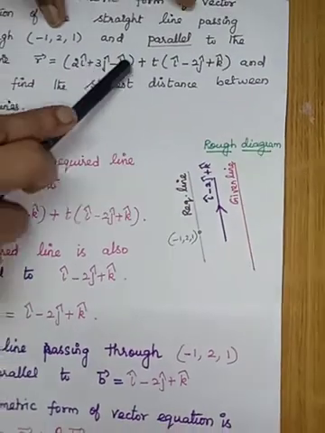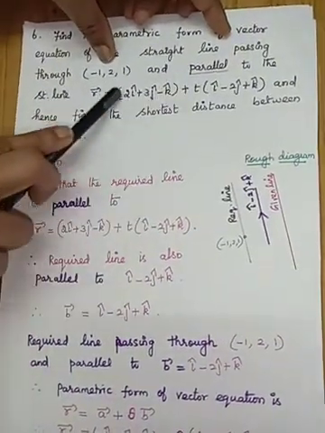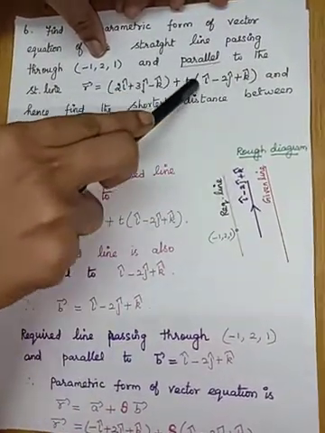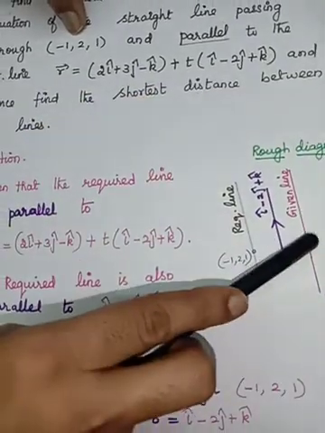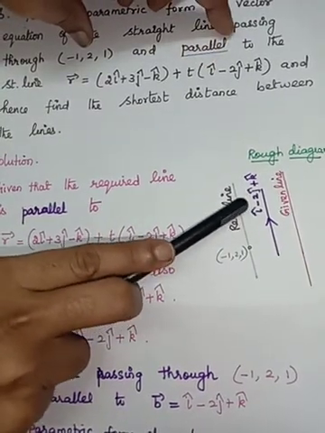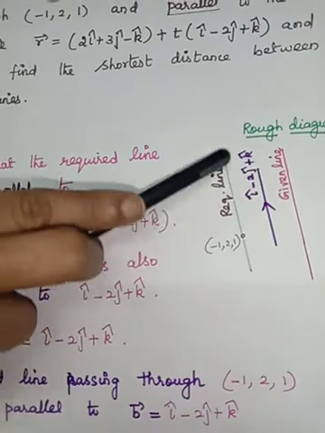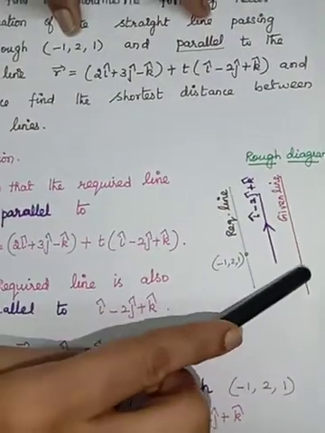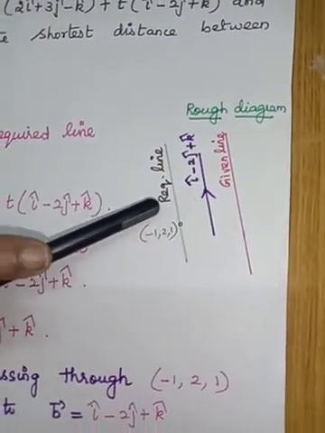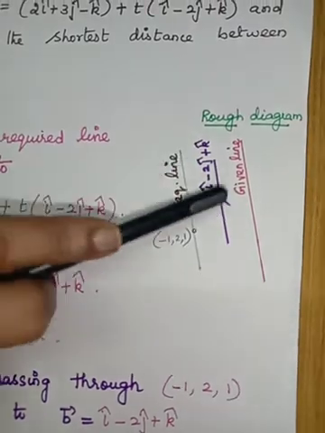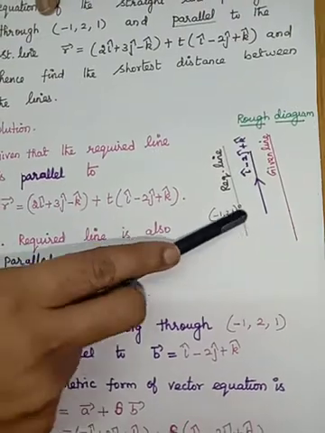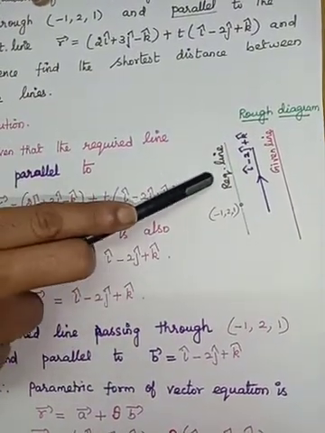Here this is the position vector of the passing point of the given line. And the vector along with the parameter is nothing but the parallel vector of the line. So this given line is parallel to which vector? i cap minus 2j cap plus k cap. And this green color line and the pink color line are parallel. So this pink color line is parallel to this vector, so automatically this green color line is also parallel to this vector. Okay, so here you are having one passing point and one parallel vector for the required line.